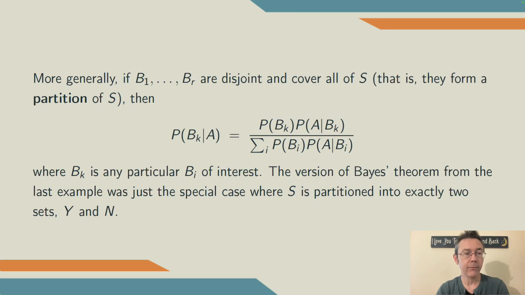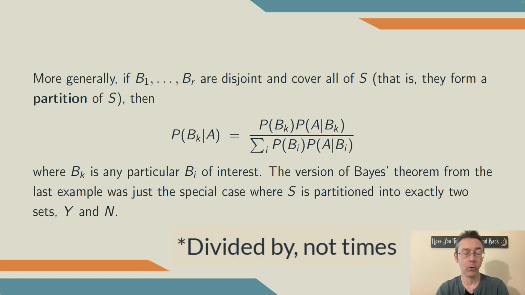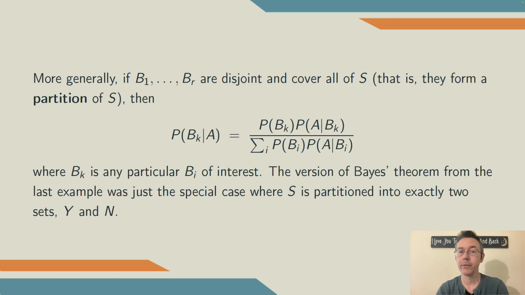More generally, if you have a bunch of sets, B1 up to BR, which are disjoint and cover all of the sample space S, in other words, they form a partition of the sample space S, then Bayes' rule can be written like this. The probability of B sub K given A, where B sub K is any one particular B of interest, is equal to the probability of B sub K times the probability of A given B sub K, divided by the sum over all the subsets B sub I of the probability of B sub I times the probability of A given B sub I.